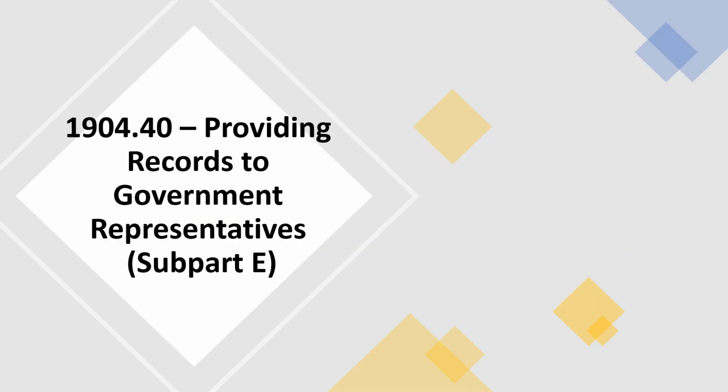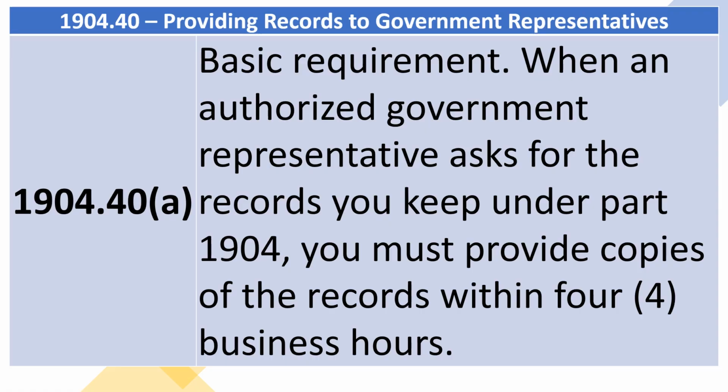1904.40 Providing records to government representatives. 1904.40(a) Basic requirement. When an authorized government representative asks for the records you keep under Part 1904, you must provide copies of the records within 4 business hours.